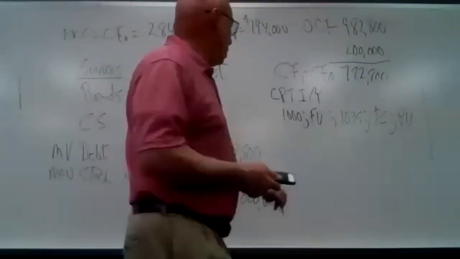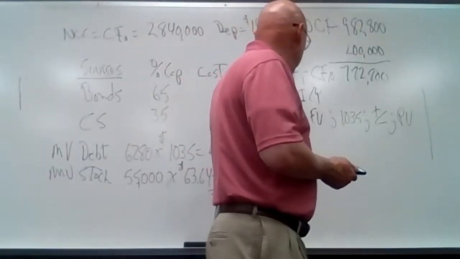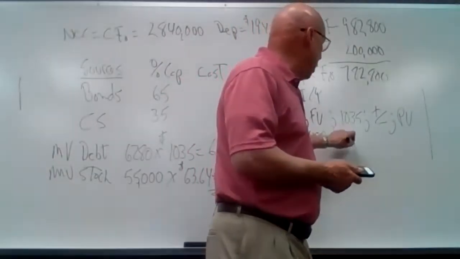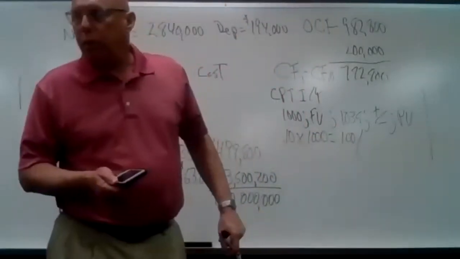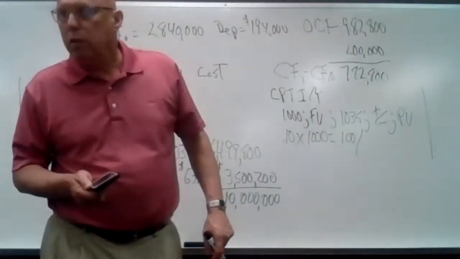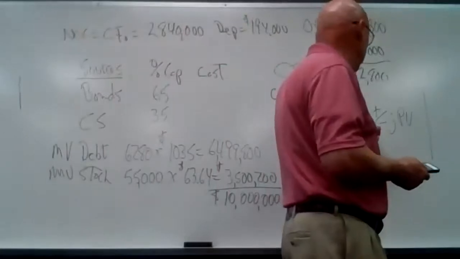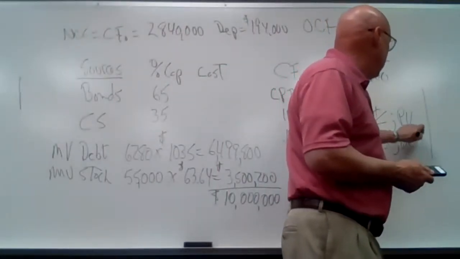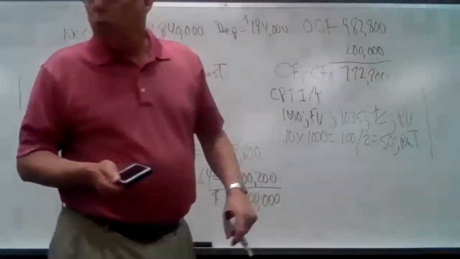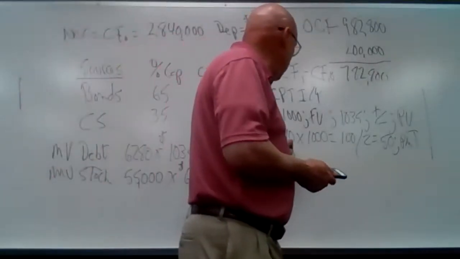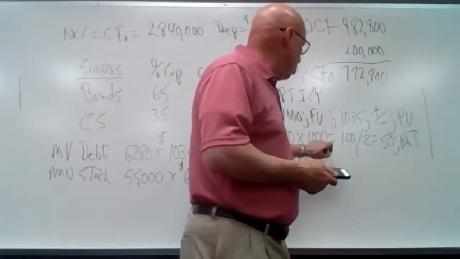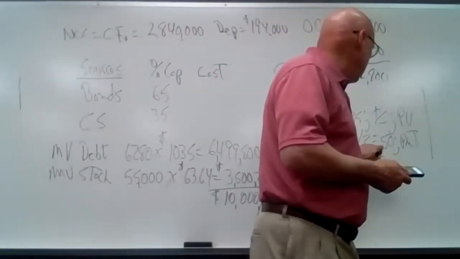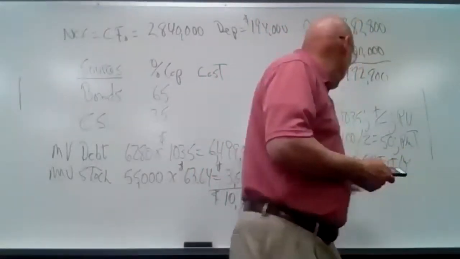Okay? 10%, 0.10 times 1,000 equals $100. How often does it pay? It pays semi-annually, divided by 2. 50 is the payment. When will it mature? 10 years. 10 times 2 equals 20 is our N. Compute I/Y. And what do you get?